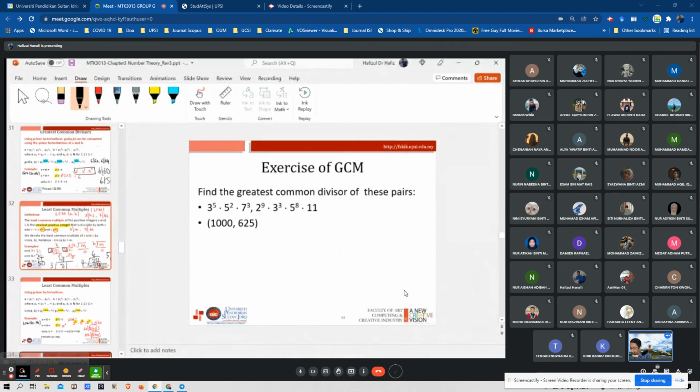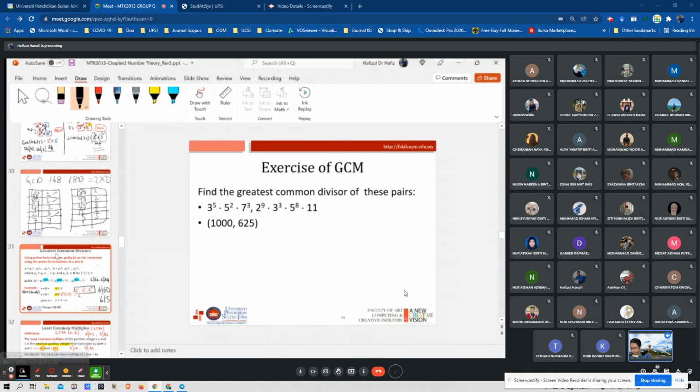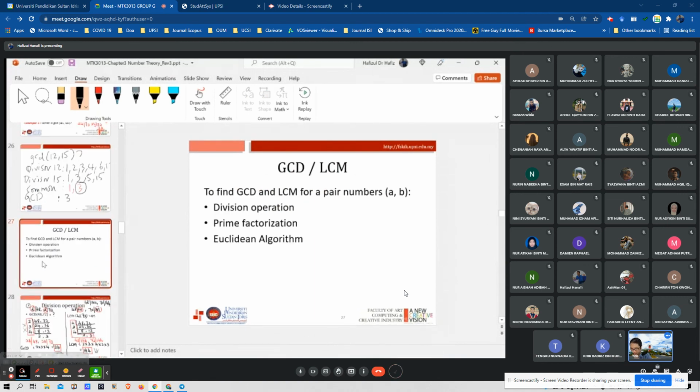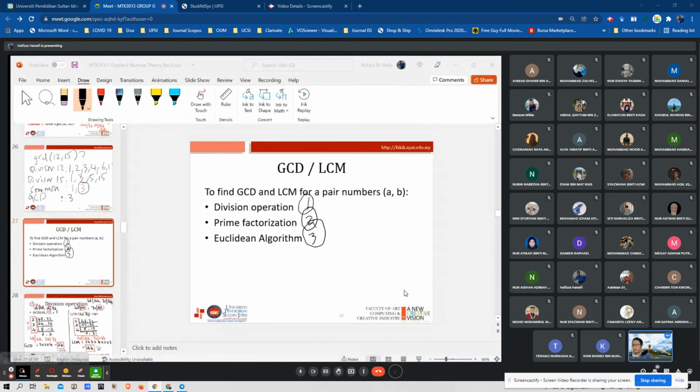Okay, can I give you more examples of this one? I think it's not very clear for the division operation, prime factorization, and Euclidean algorithm. Okay, which one is not clear? Division or prime? Benson, are you okay? Okay, please ask which one is not clear.